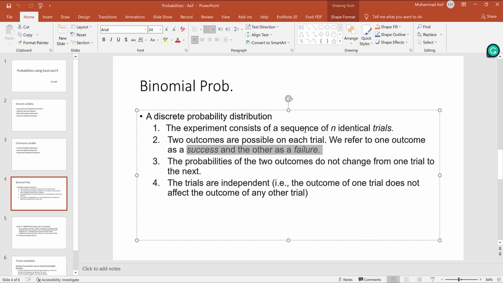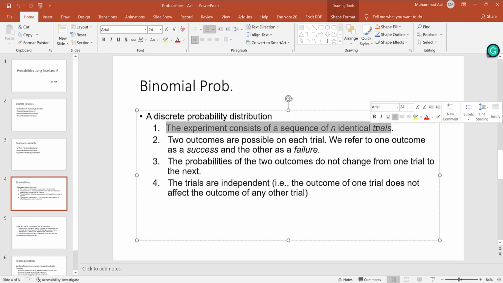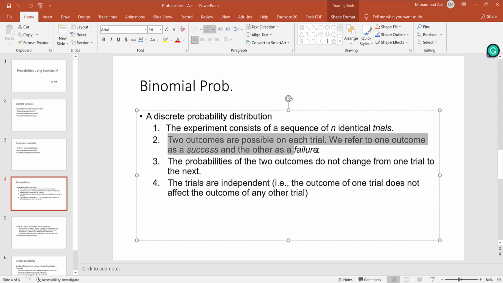And these four conditions are that there are multiple trials. So for example, let's say you have a coin, you flip it multiple times. Every time you flip a coin, it will be considered as a separate trial, and two outcomes are possible. For example, in case of flipping a coin, a head or a tail. The probabilities of the two outcomes do not change from one trial to another one.